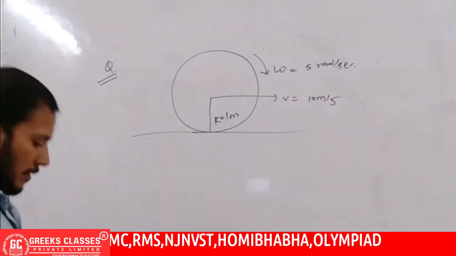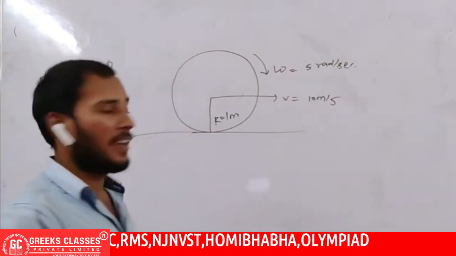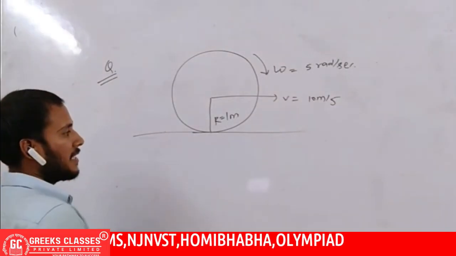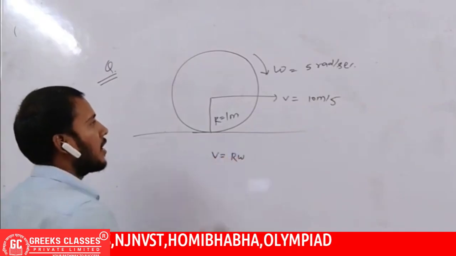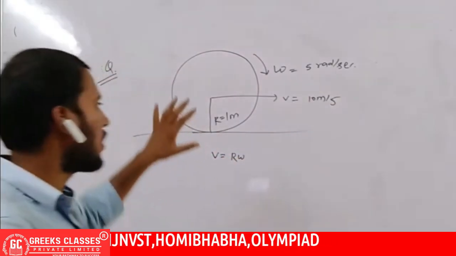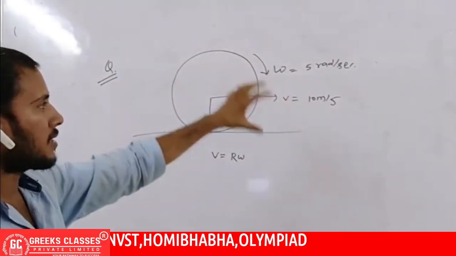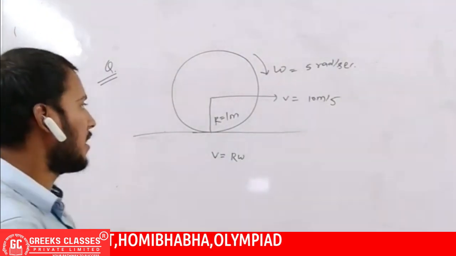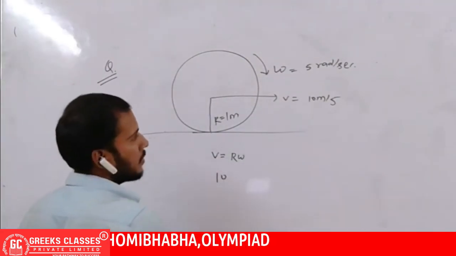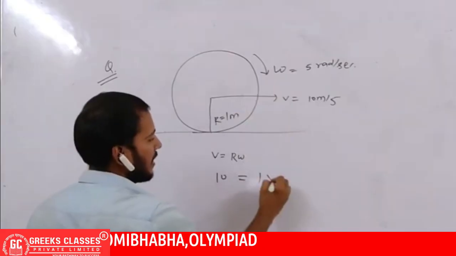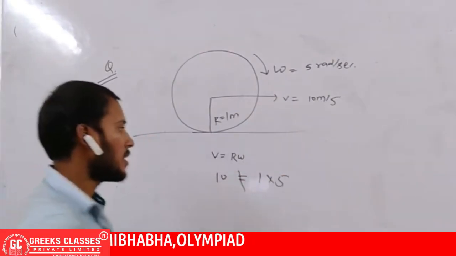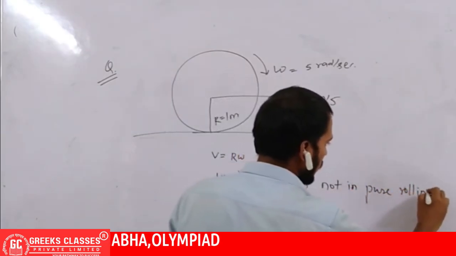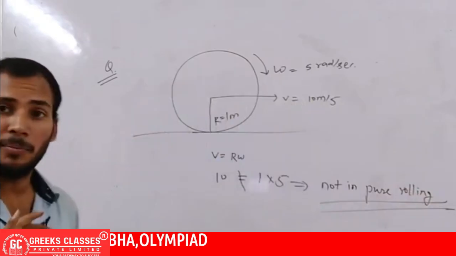Okay. So my first question is, is this body in pure rolling? How will we check? So for pure rolling and for a static surface, the first condition is v equal to r omega. No acceleration information is given, so we are not going into depth on the acceleration equation. Just velocity and omega is given. So we'll first check whether v equal to r omega is satisfied for this body. The value of v is equal to 10, and r is 1 into 5. 10 not equal to 5. So this body is not in pure rolling.